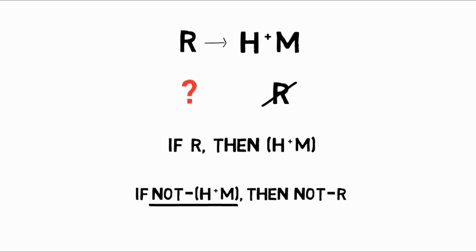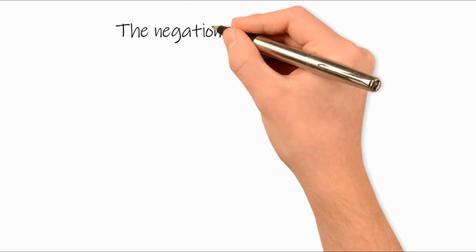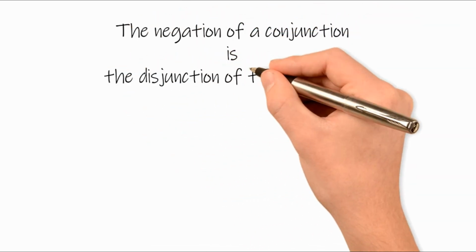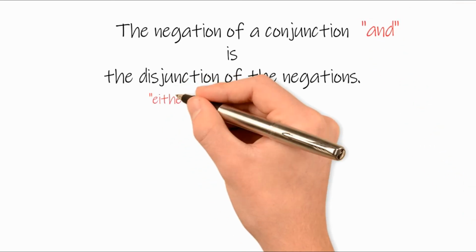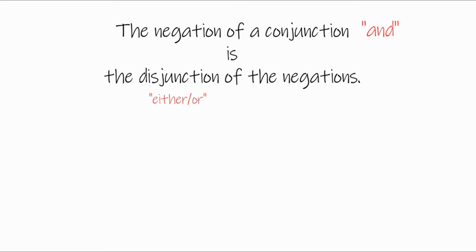So first, the strategy. Now I want you to repeat after me. The negation of a conjunction is the disjunction of the negations. One more time. The negation of a conjunction is the disjunction of the negations. And just in case these terms are unfamiliar, conjunction means and, disjunction means either or. So to negate an expression like H and M, just remember, the negation of a conjunction is the disjunction of the negations. And that's all you need.